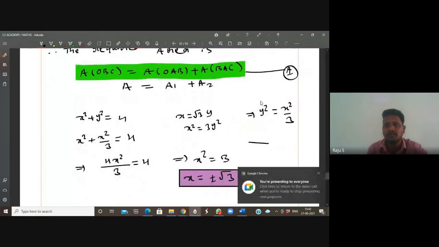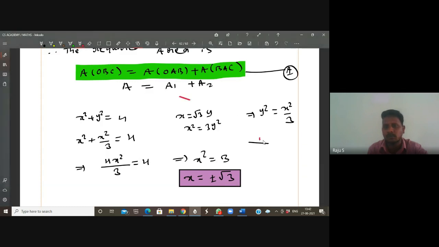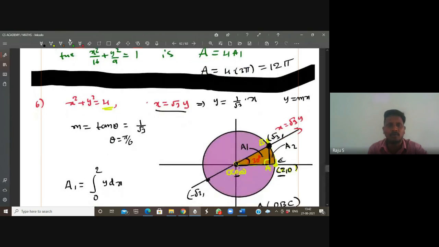Substitute x is equal to root 3 here. So y square is equal to root 3 the whole square by 3, so y square is equal to 1. Y is equal to plus or minus 1. So the points of intersection are root 3 comma 1 and minus root 3 comma minus 1.